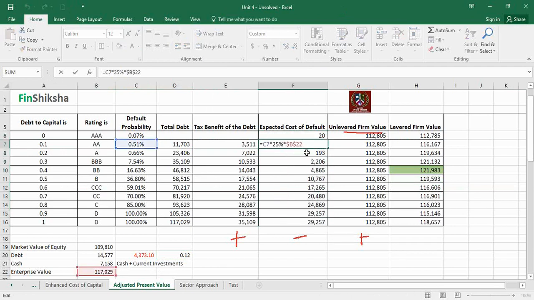From this value, knowing that we already have the current firm value, enterprise value, we subtract the benefits of debt and we add the expected cost of default to arrive at the unlevered firm value.